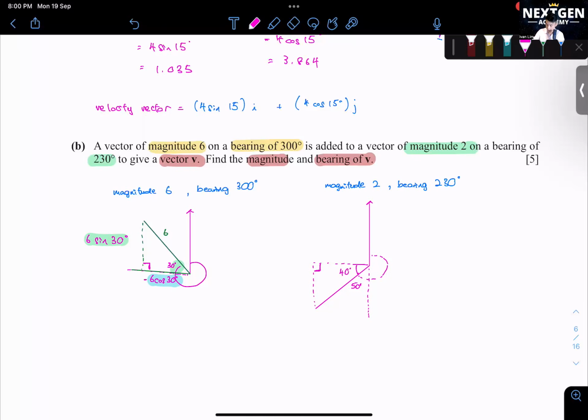I want to find my x direction and y direction. This will be 2 cos 40 degrees. You need to put a negative to it. Then here, going down, this will be 2 sine 40 degrees.